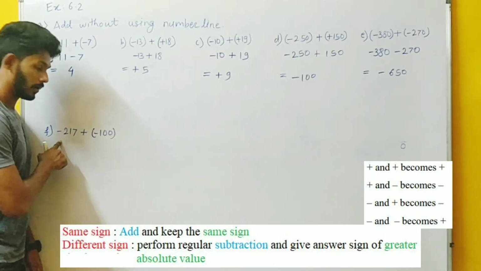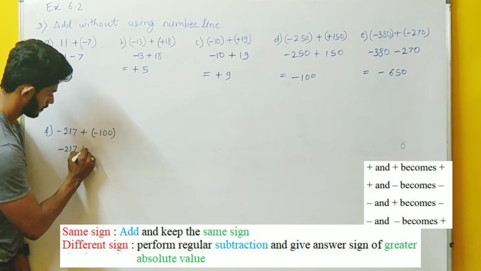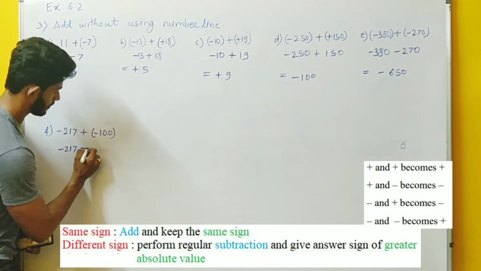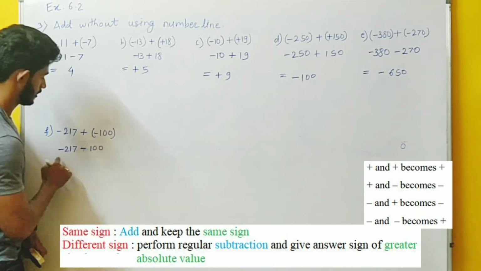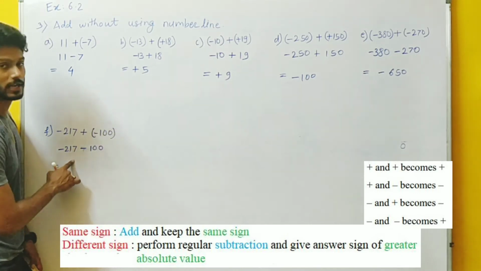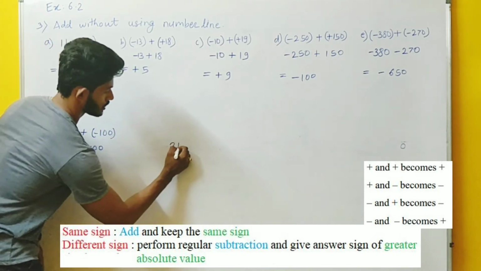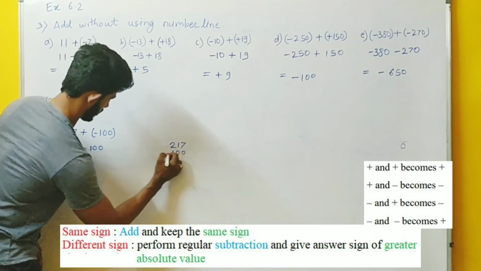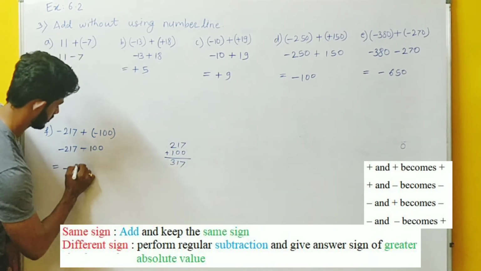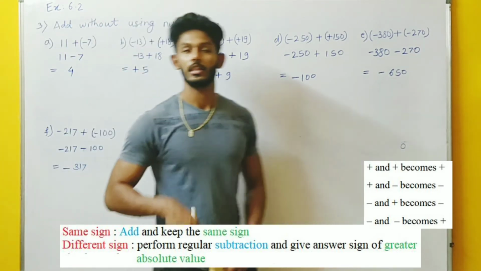Last one, minus 217 plus and minus will become minus, so minus 100. Integers with same sign, that means we are going to add and answer will have same sign. So when we add 217 and 100, my answer will be 317. So my final answer will be negative 317. Now let's solve the next.